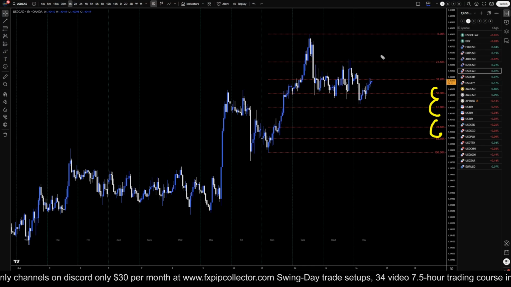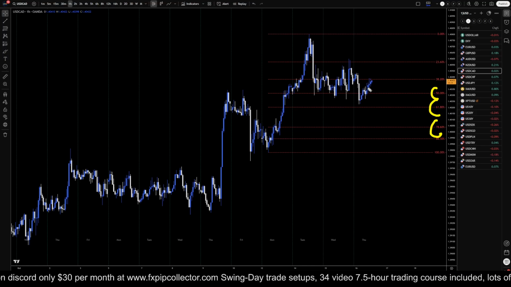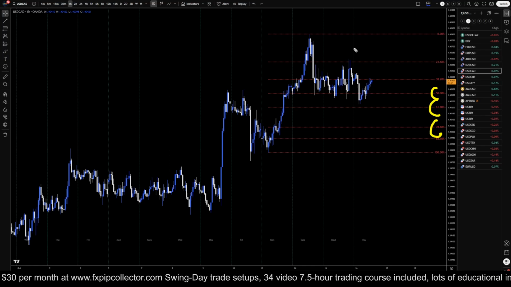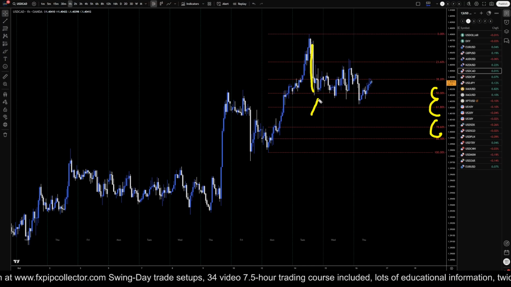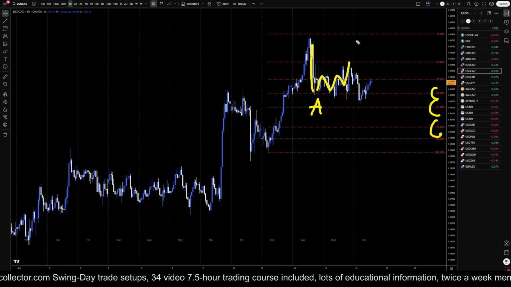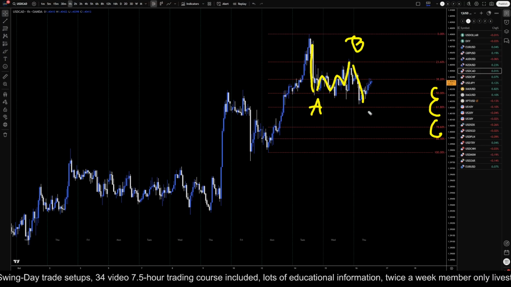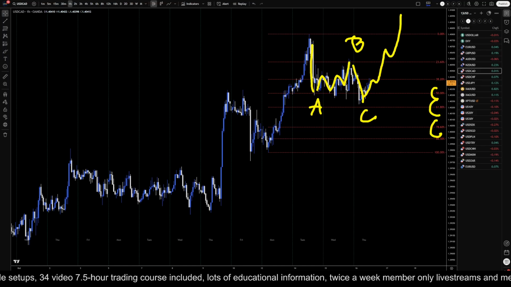If we do break to the upside at any one of these Fib levels, I definitely would still take it as a long. To me, it looks like impulsive down. This looks extremely sideways, like a wave B. This could already be a wave C, and it possibly could just keep on going up.